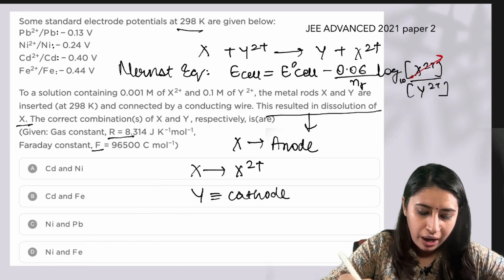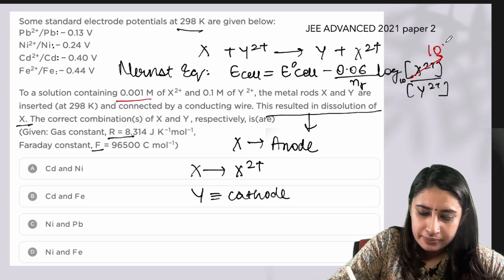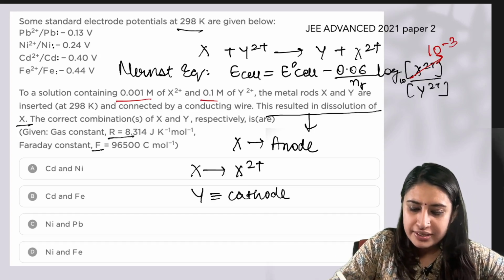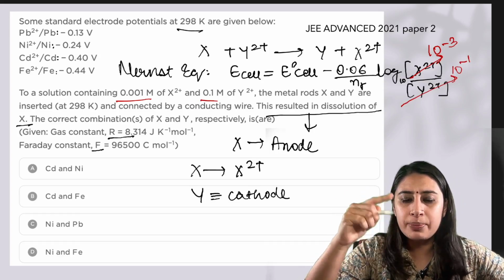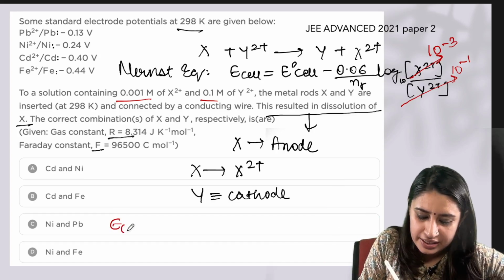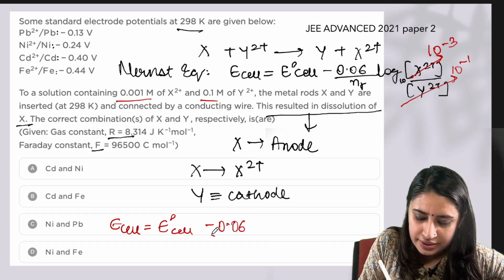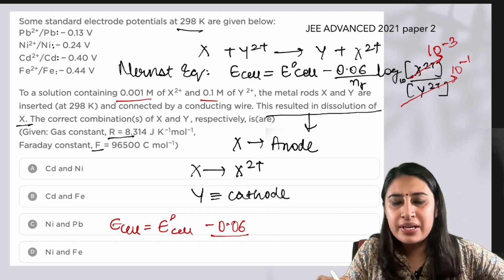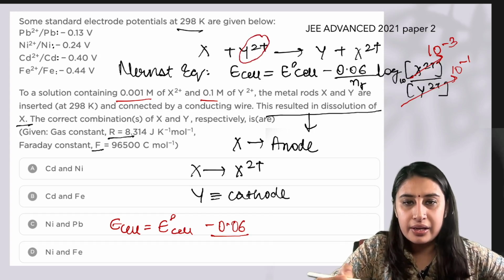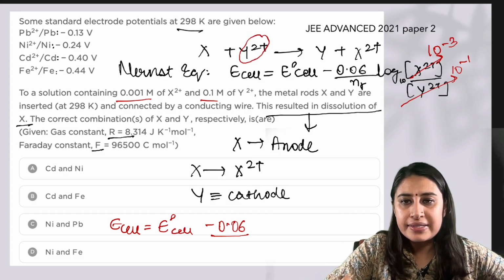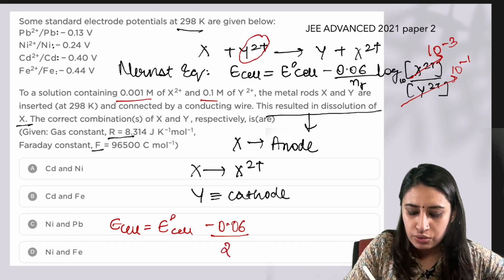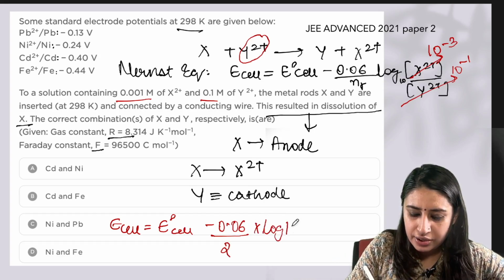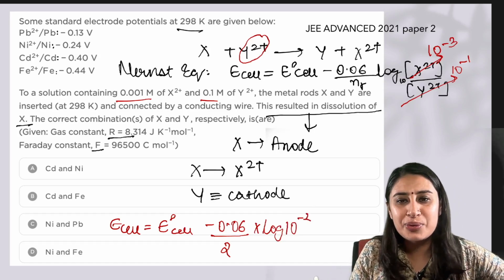Everything is given to us. The concentration of x2+ is 10 to the power minus 3. The concentration of y2+ is 10 to the power minus 1. Once you solve, what do you get? 10 to the power minus 2. So E cell will come out to be E naught cell minus 0.06, since 2 electrons are being exchanged: 2 electrons are lost by x and accepted by y2+. So the exchange of electrons is 2, divided by 2, and log of 10 to the power minus 2.